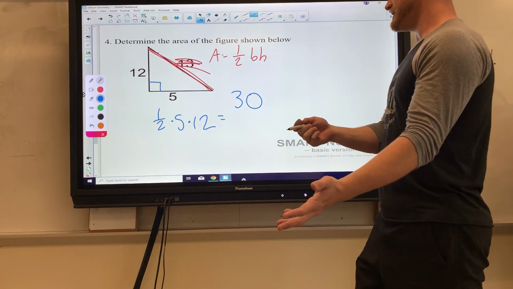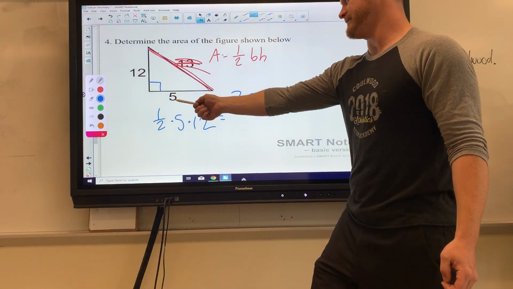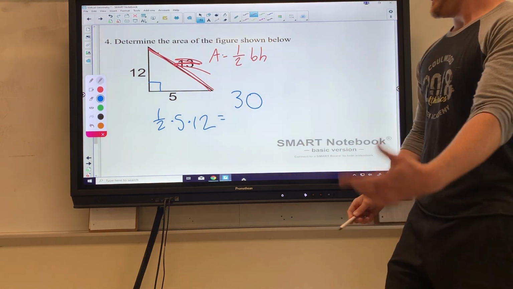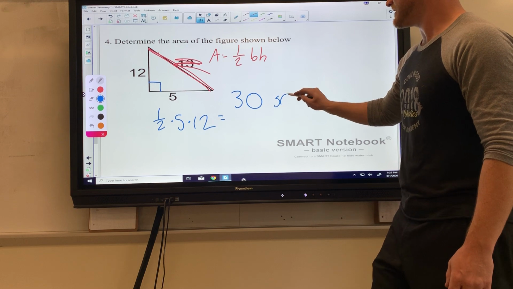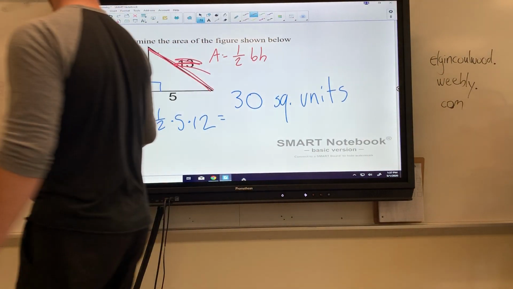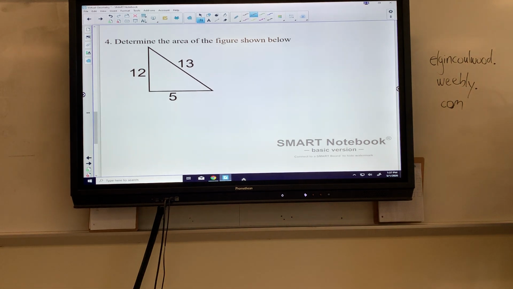There are so many ways you can do this. You take half of 5, which is 2.5. 2.5 times 12 is 30. You take half of 12, which is 6. 6 times 5 is 30. Any way you do it, you're going to get 30. It's 30 square units. Hopefully you went 4 for 4 to start off with the warm-up.